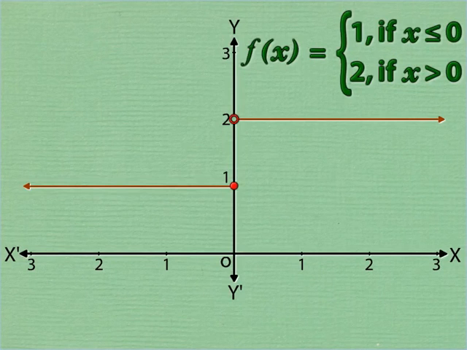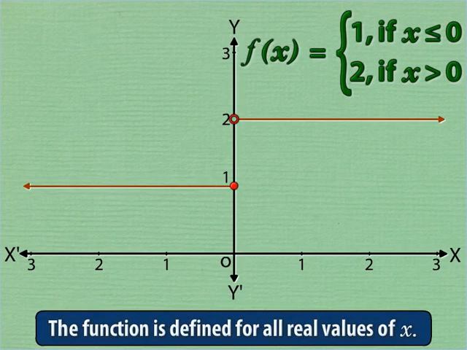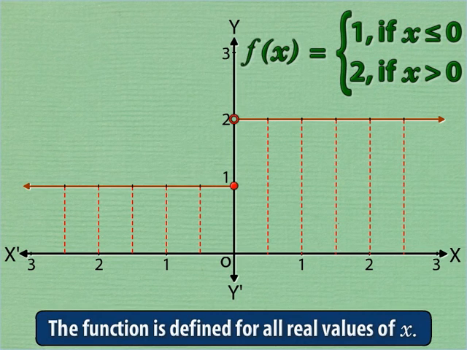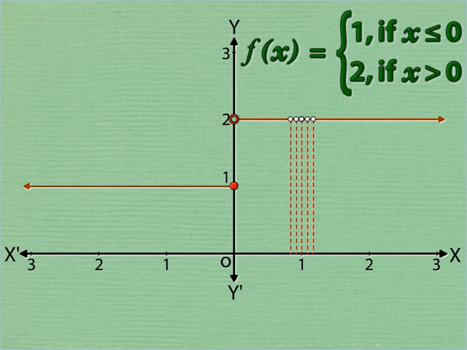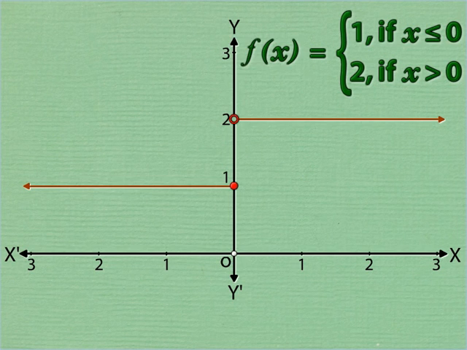Let's look at some features of this function. The function is defined for all real values of x, except for 0. If we take any point on the x-axis, the value of the function at that point and the nearby points is the same. If we take 0 on the x-axis, the value of the function at 0 and the nearby points to its left is 1. In contrast, the value of the function at the nearby points to the right of 0 is 2.